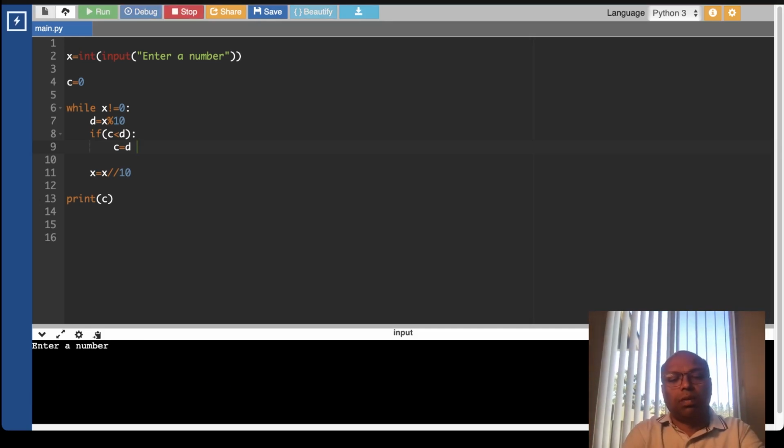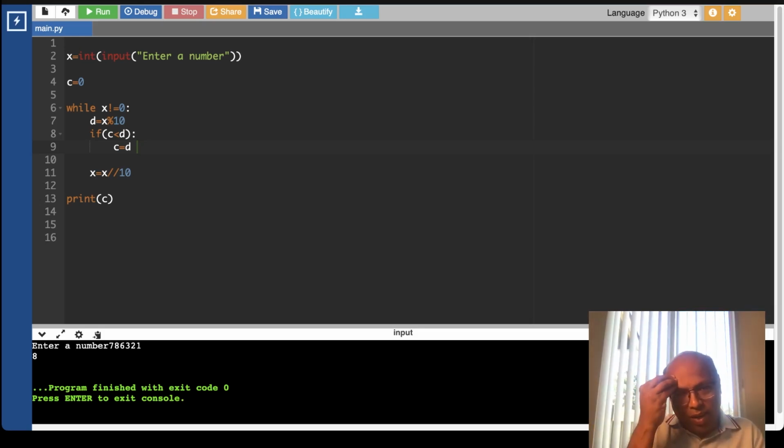I put enter a number. Remember, how long do I repeat the procedure? Till the number became 0. Therefore, 7, 8, 6, 3, 2, 1. I put it like this. This is the largest digit, 8. Okay, what did I do? I took a digit and compared with my brain. My brain is represented by a variable. Okay, so let's see.